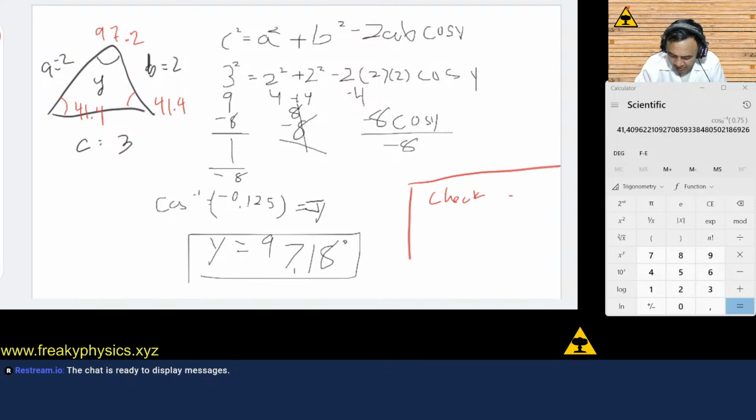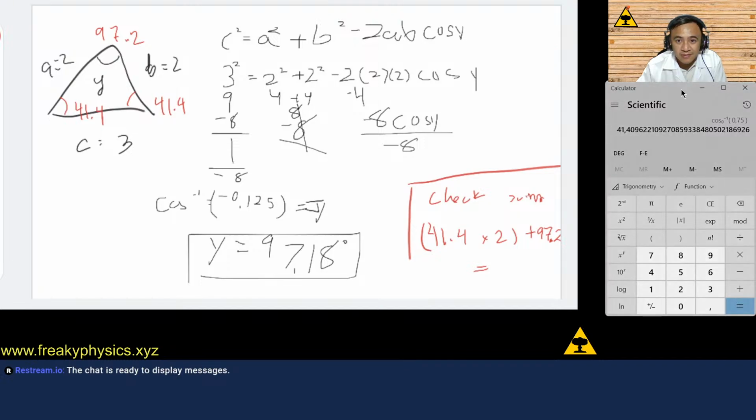Okay, you're going to sum. 41.4 times 2 plus 97. It should be at least close, right? I pressed the wrong thing again. All right, no worries. 41.4 times 2 plus 97.2 is 180. So we're good. That means all our solutions are correct.